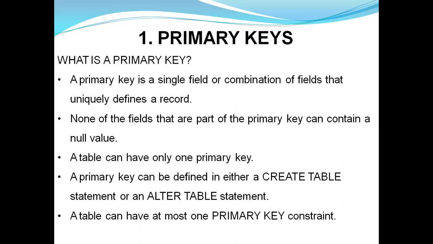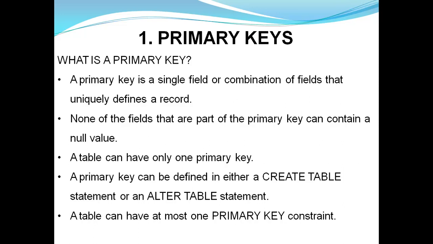Now, what's a primary key? The definition is the same as what we discussed earlier: it is a single field or a combination of fields that uniquely defines a record. Second rule, none of the fields that are part of the primary key can contain a null value. Third point is very simple: a table can have only one primary key.